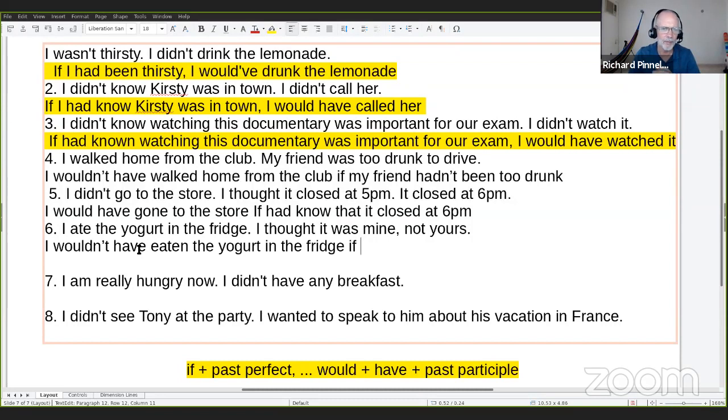if... This is like the one, actually here I made a mistake. The one before this should have been if I had known. If I had known, so this is the same. If I had known that it was yours. I wouldn't have eaten that. I wouldn't have eaten the yogurt in the fridge if I'd known it was yours. Let's put these in yellow.